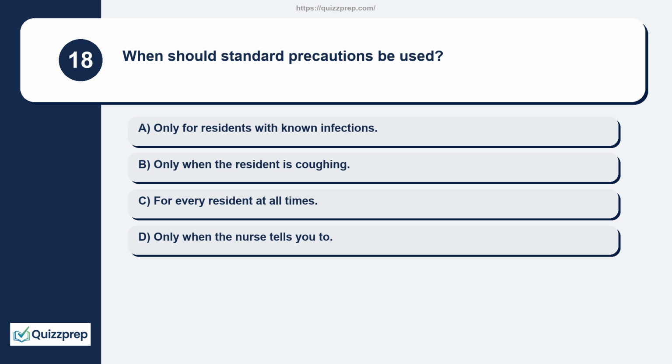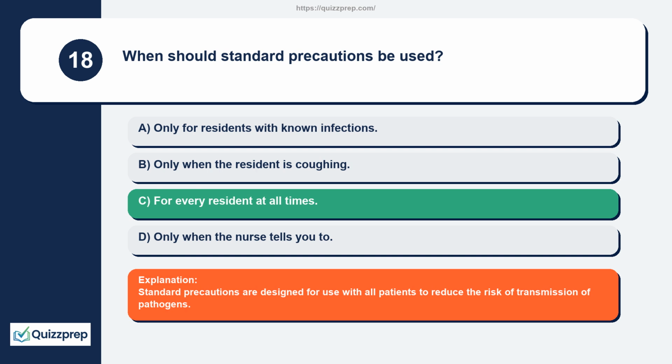Question 18. When should standard precautions be used? Only for residents with known infections, only when the resident is coughing, for every resident at all times, only when the nurse tells you to. Standard precautions are designed for use with all patients to reduce the risk of transmission of pathogens.